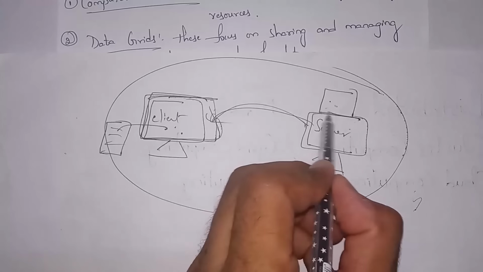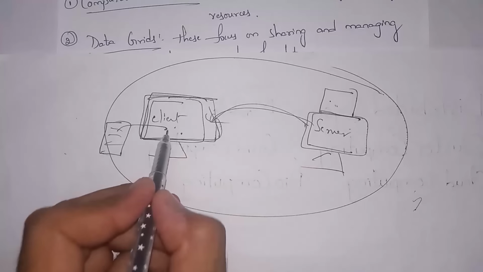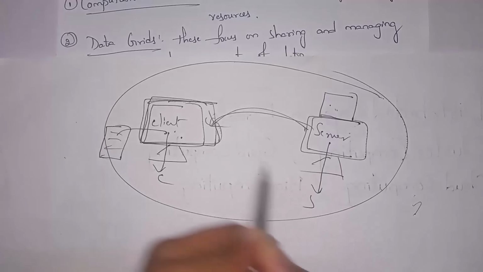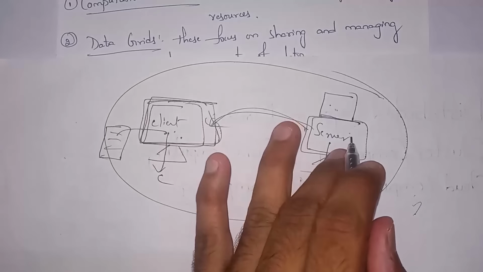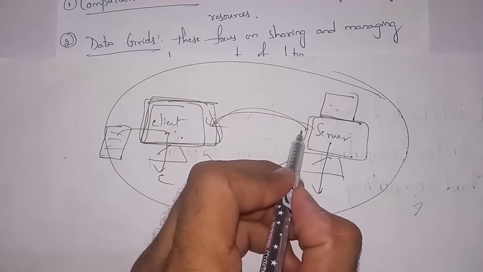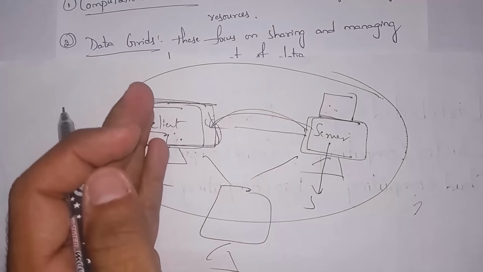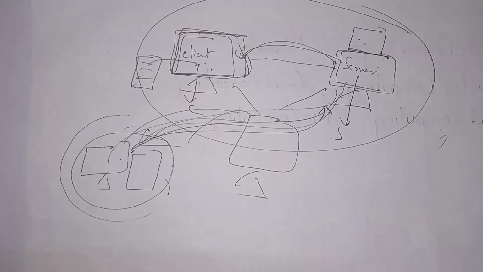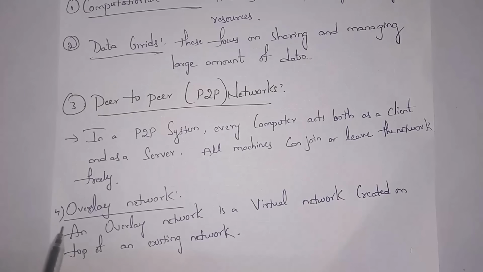So now this computer will provide information to this computer. Now this computer acts as client and this computer acts as server, whereas client wants information and server will provide information. And in peer-to-peer model, all computers act as both clients and servers. So all machines can join or leave the network easily.